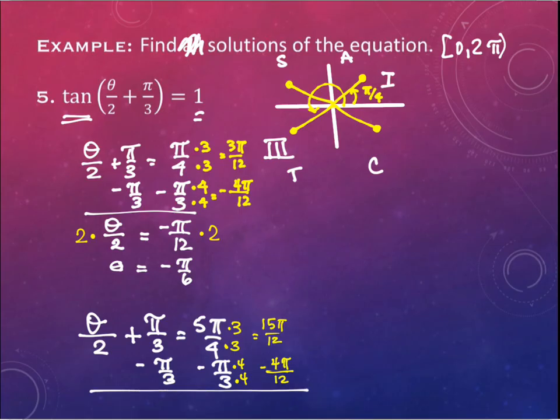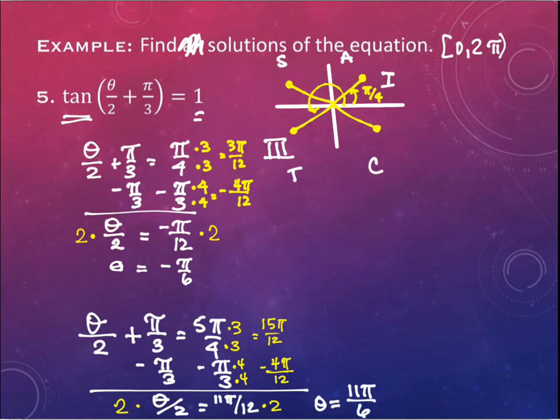So we have theta over 2, and it's 11 pi over 12. And just like the last one, we're going to multiply by 2, right? So my theta, wow, it's not working very well, is it? My theta is 11 pi over 6.